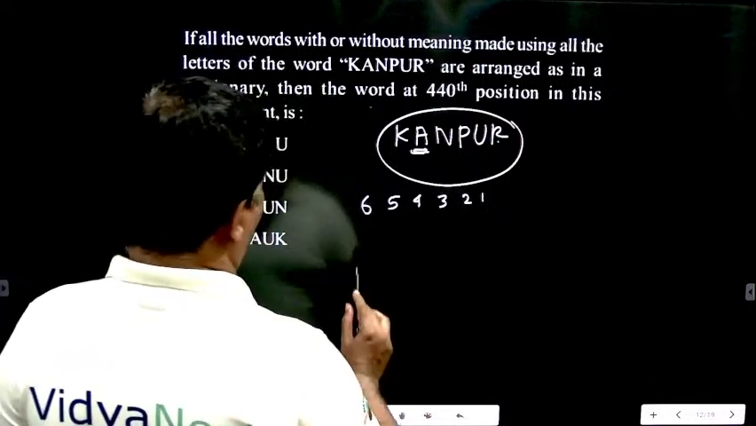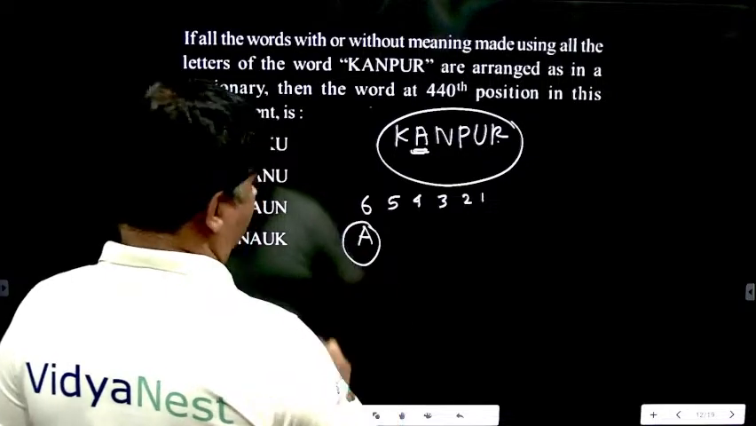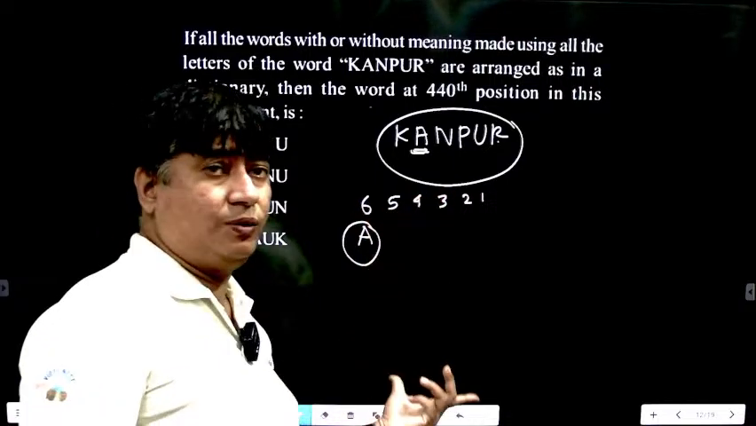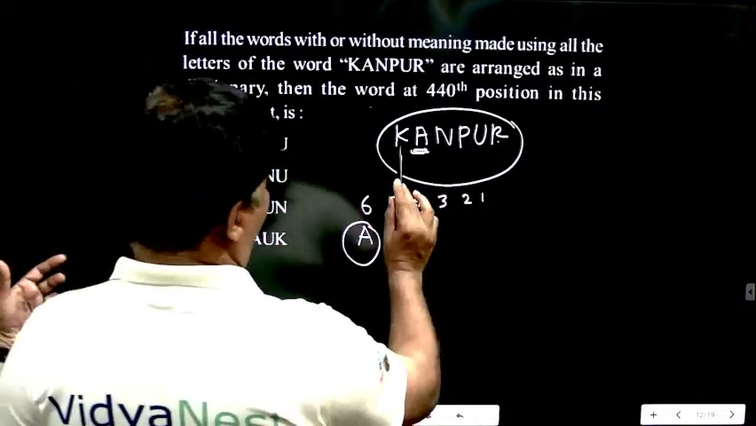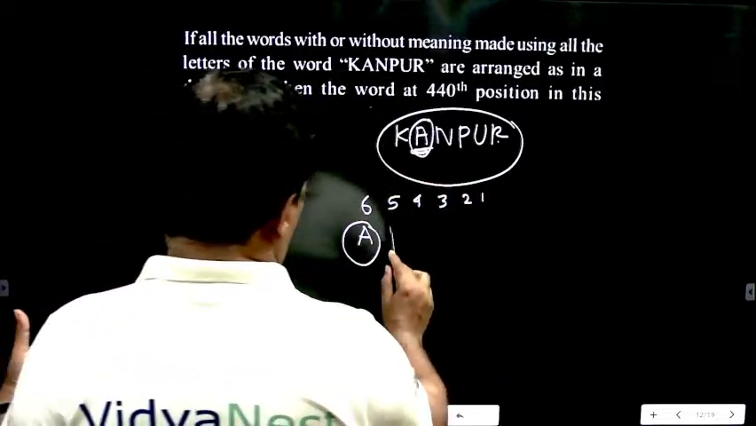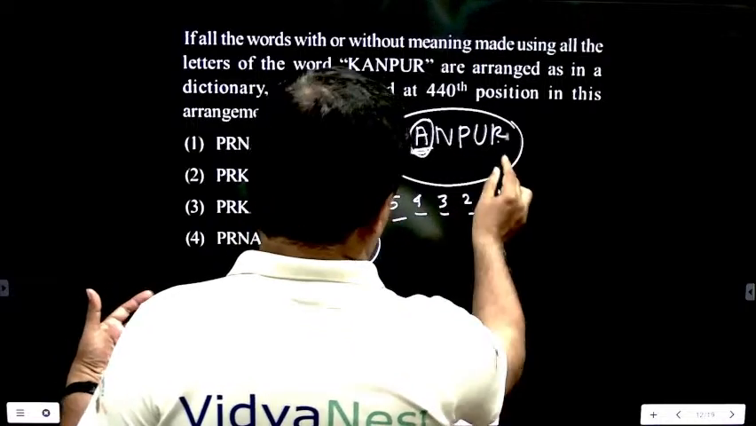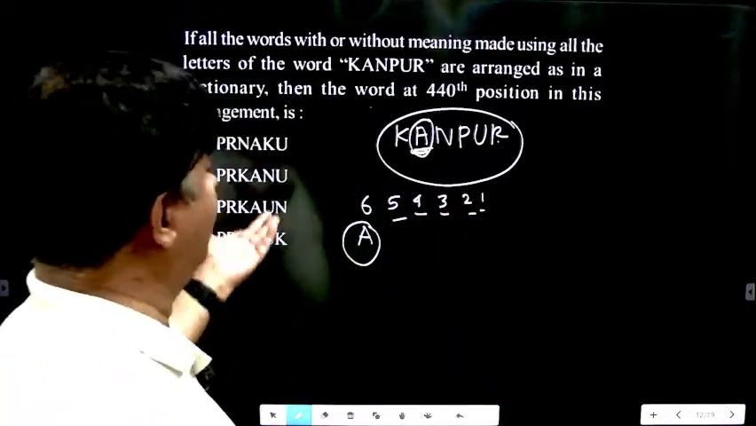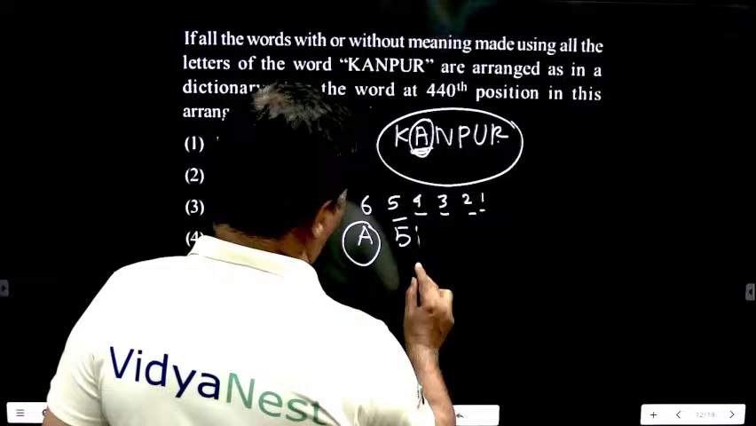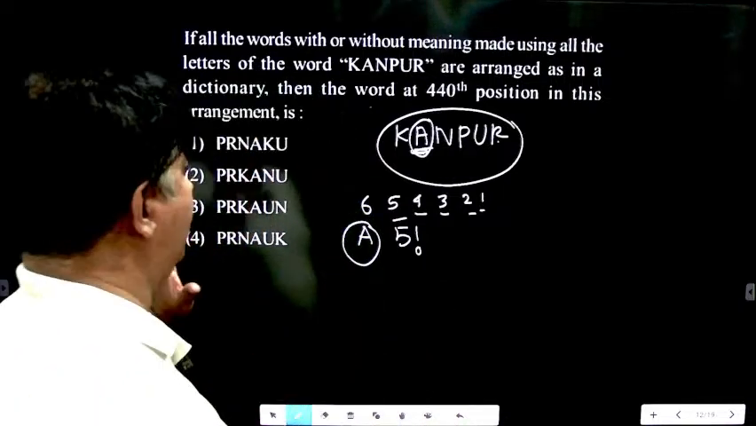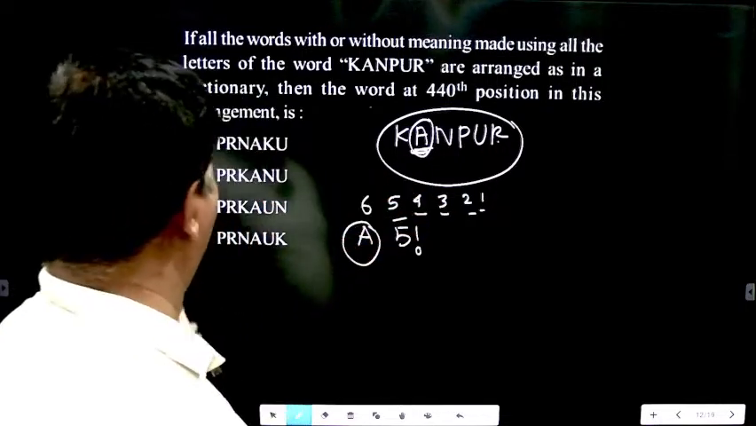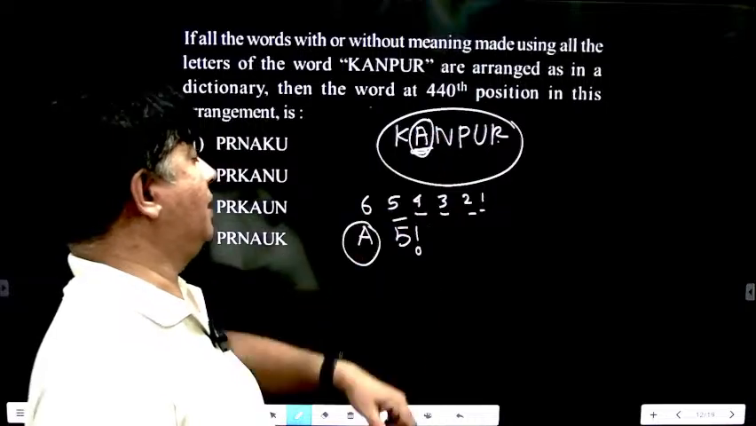Now, in sixth position, I will fix A. Fixing A means all words starting with A will come. If there is no repetition and I fix A in the 6th position, how many positions will be left for you? 5. How many letters will be left to be arranged? That is 5. So factorial 5 ways. So if I fix A, I can get factorial 5 ways to arrange the other letters.